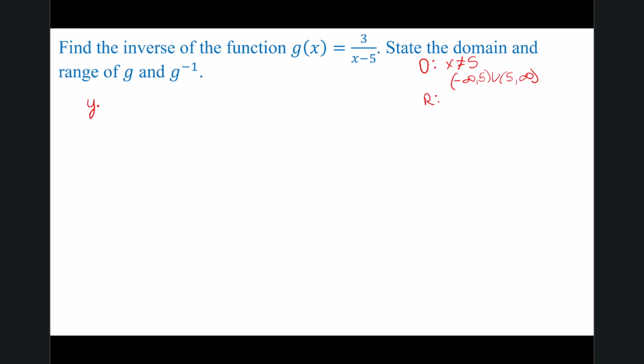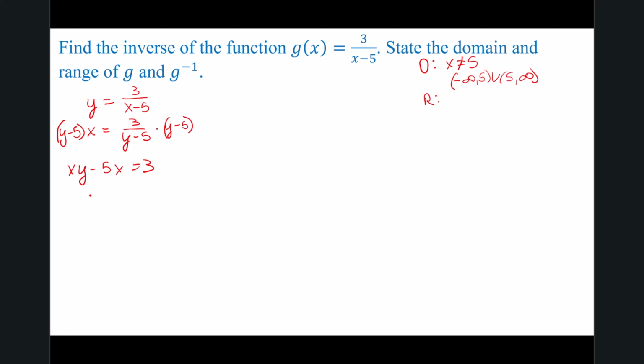So I'm going to write it as y equals 3 over x minus 5, and then switch the x's and y's, which gives me x equals 3 over y minus 5. To solve for y, we need to first get the y out of the denominator, so I'll multiply both sides by y minus 5. And I get, if I distribute the x through, xy minus 5x equals 3.